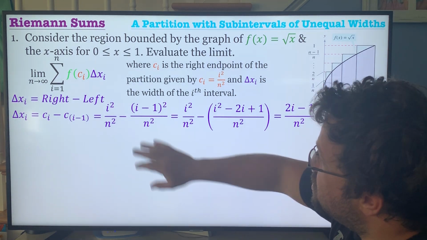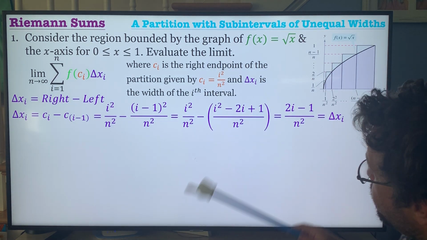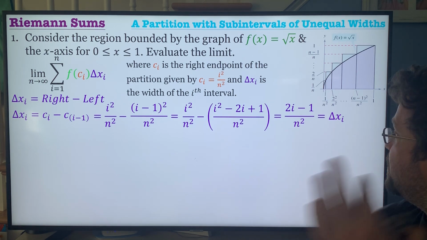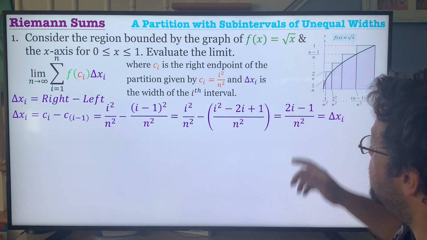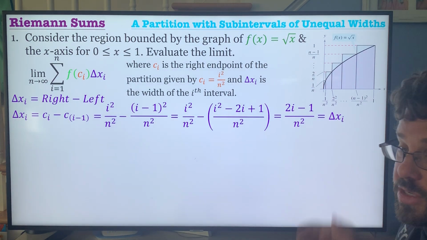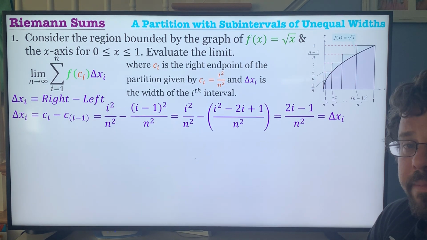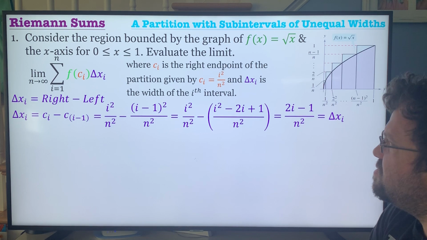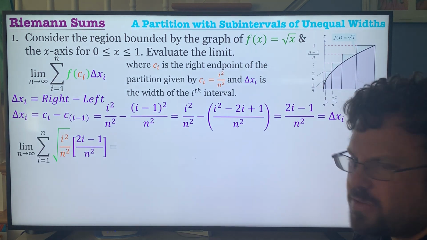Okay? So you just plug in, use your ci to find this, okay? Because the reason for this is it keeps on changing. Depending on what i is, this width changes. It's not a constant width, right? Hopefully I explained it enough. Try to take it slow enough.